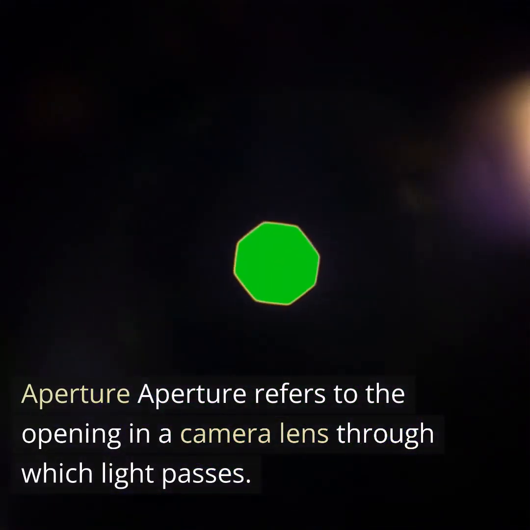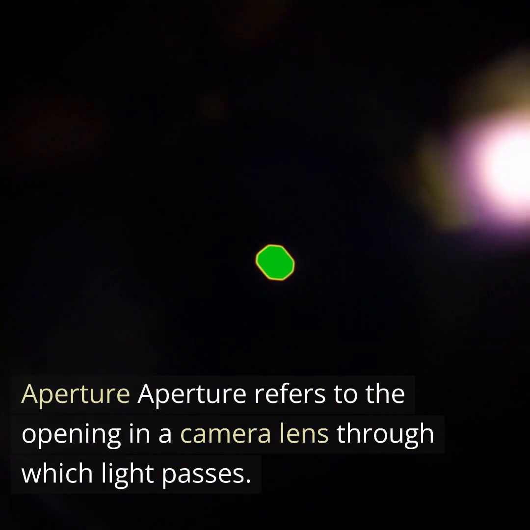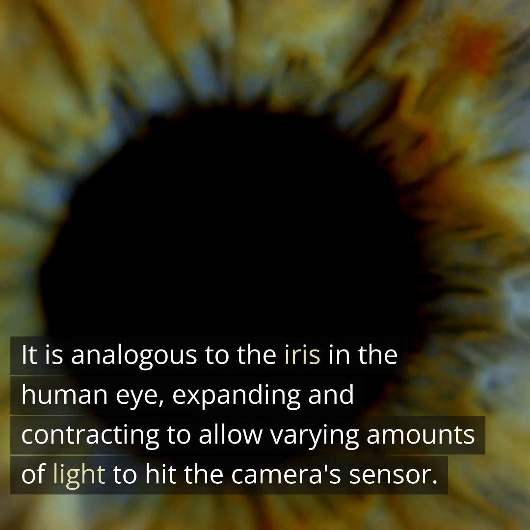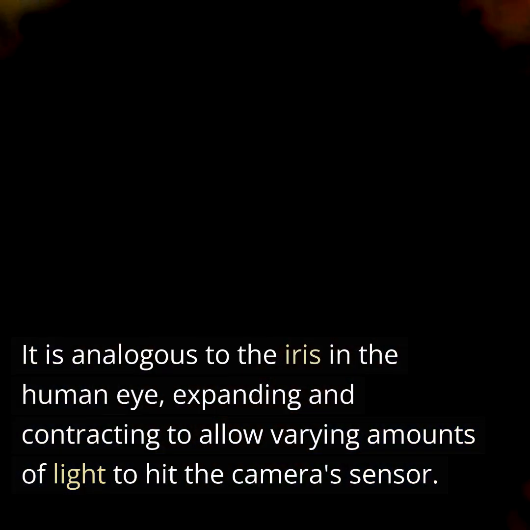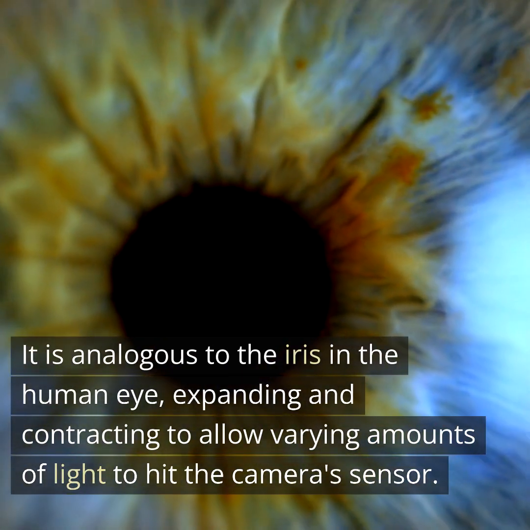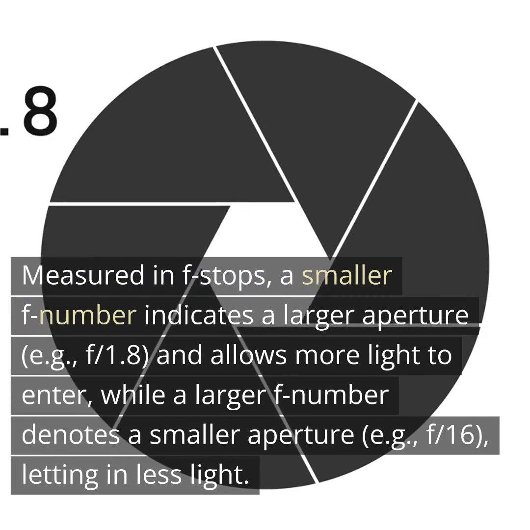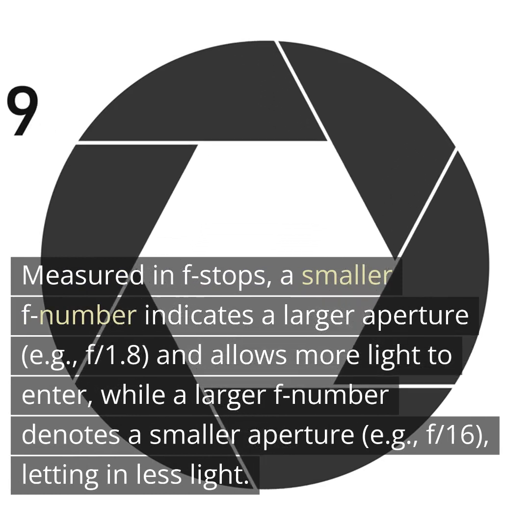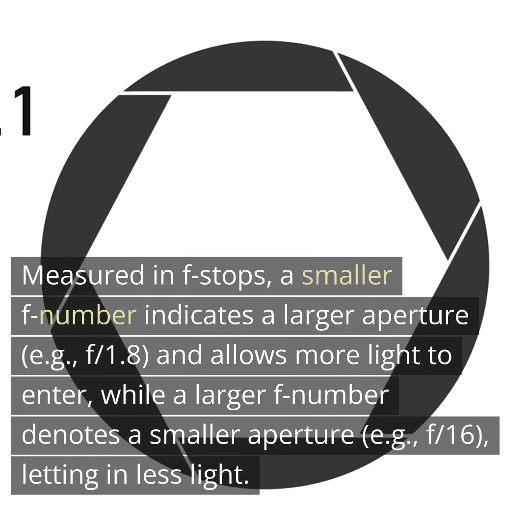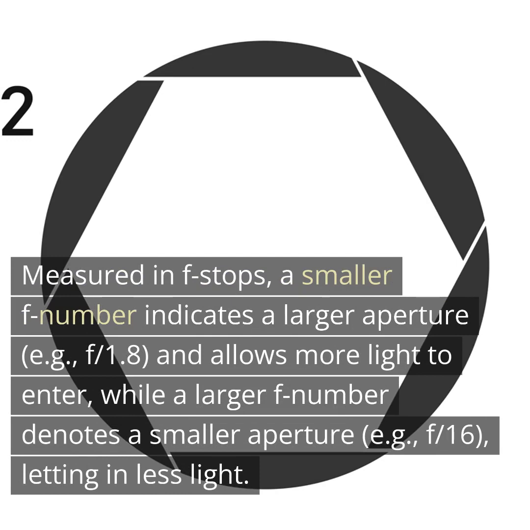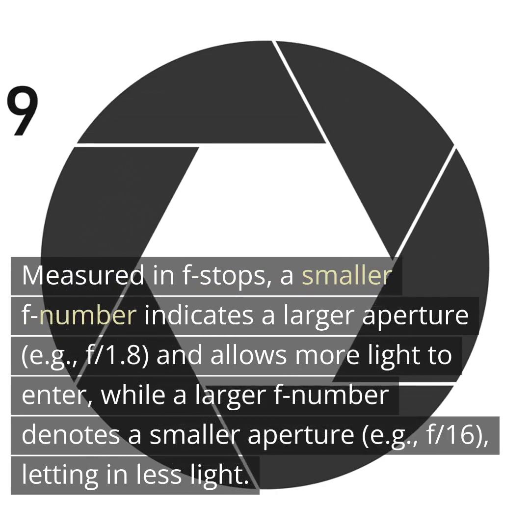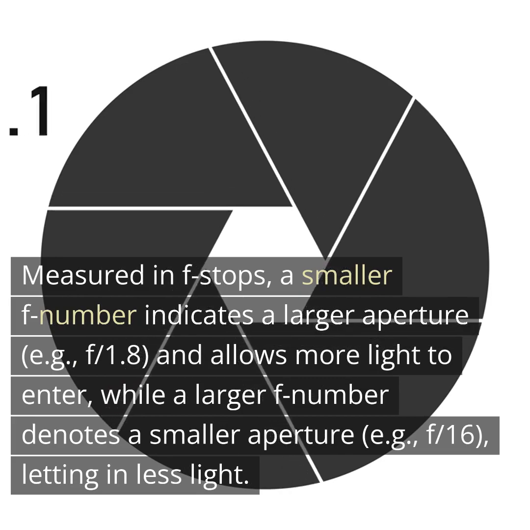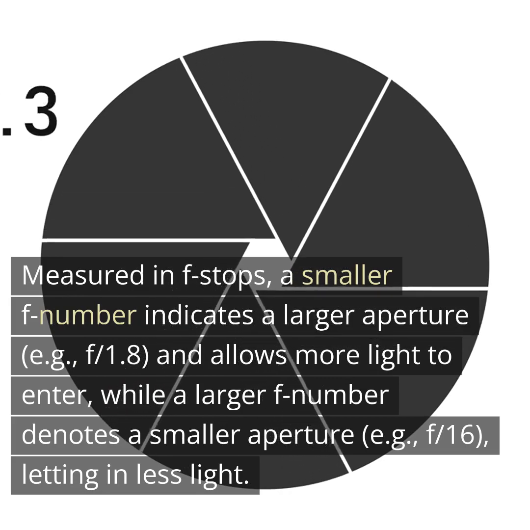Aperture refers to the opening in a camera lens through which light passes. It is analogous to the iris in the human eye, expanding and contracting to allow varying amounts of light to hit the camera's sensor. Measured in f-stops, a smaller f number indicates a larger aperture, e.g., f1.8, and allows more light to enter, while a larger f number denotes a smaller aperture, e.g., f16, letting in less light.